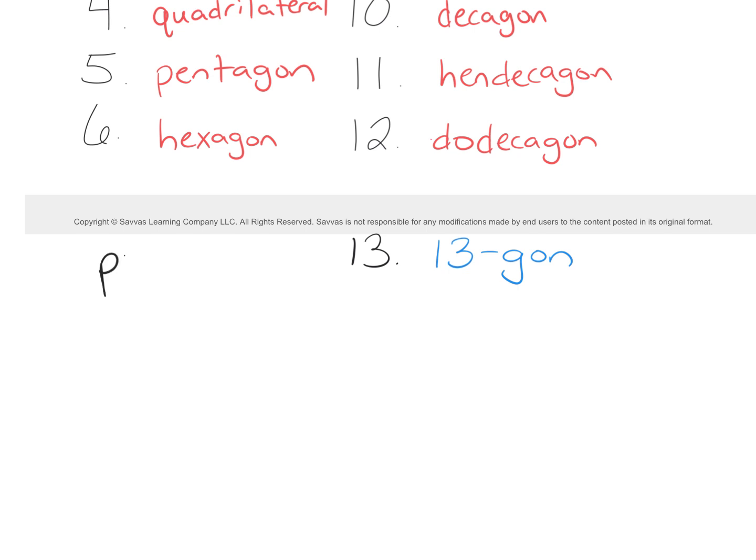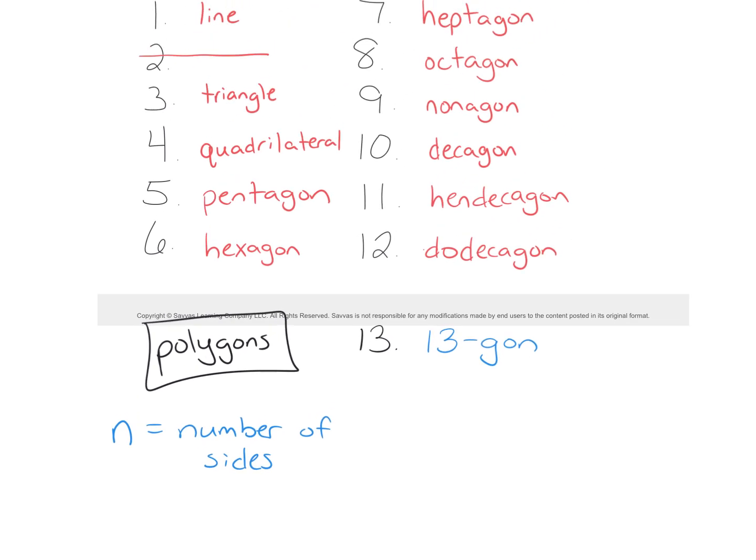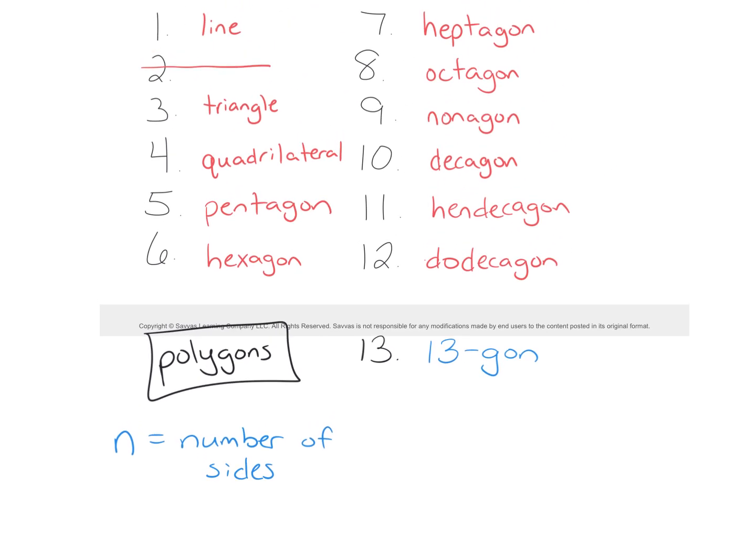Polygon. All of these are polygons. Okay? Polygons are named after their number of sides. Okay? What we're going to see and what we're going to get used to is the variable n. Okay? Write this down. N stands for the number of sides. Okay? So you want to get used to those names so that you know how many sides each shape has. Because in order to solve the problems that we're going to see, you need to know the number of sides. Okay, that's why I went through those.